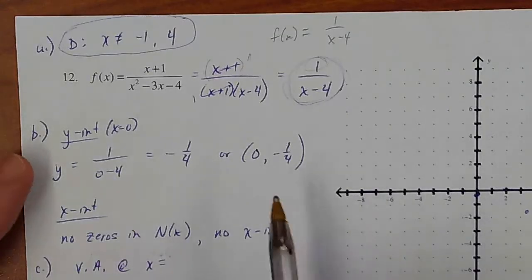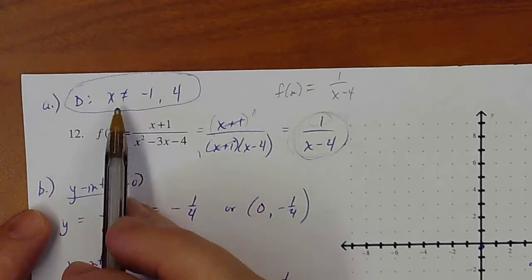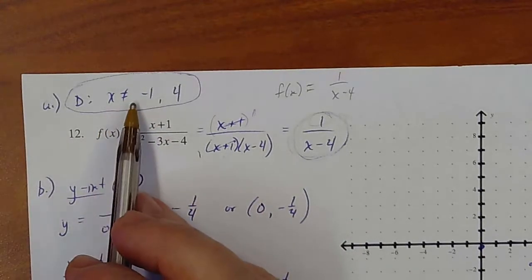Okay, you should be back on 12. Now, domain, you don't have to simplify this. We never have before. That's for the intercepts and the VAs.